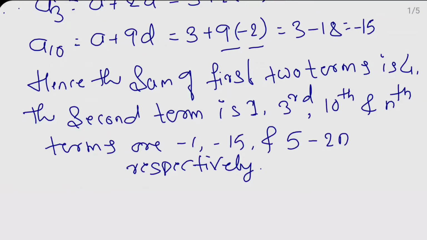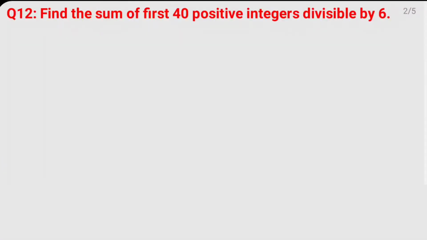Is it clear? Well students, look at the next question. Find the sum of first 40 positive integers divisible by 6. So here we want to find out the sum of first 40 positive integers which are divisible by 6. So let me solve here.